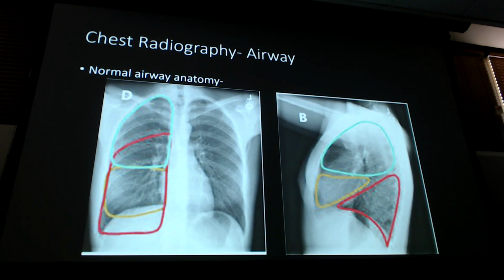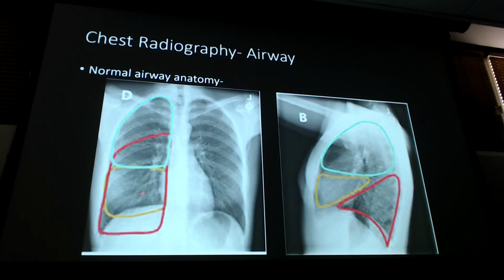Lobes. How many lobes in the right lung? 3. Color coded. Sorry, you didn't color mine. But look at the confusion on just the PA. Look at where the lobes start and end. They overlap significantly. This is another reason we need the lateral X-ray, to help us break down the lobes.